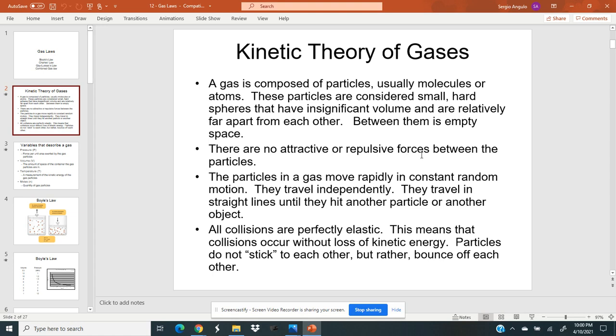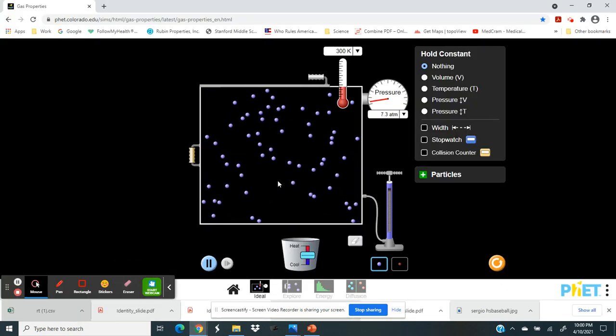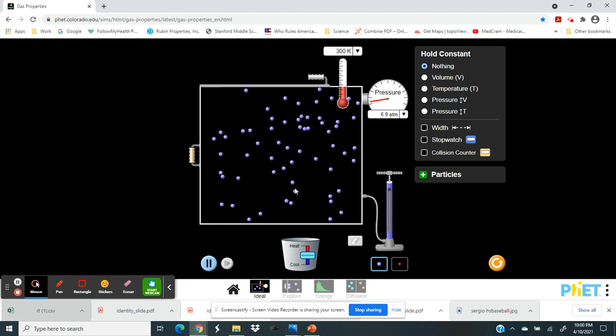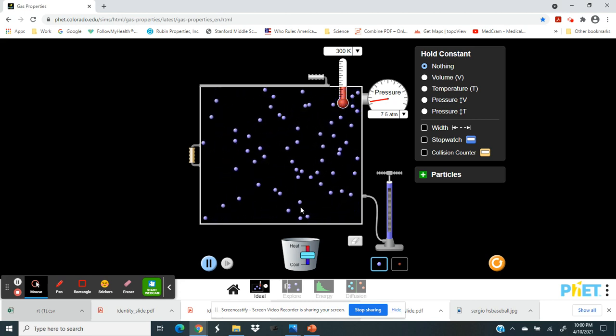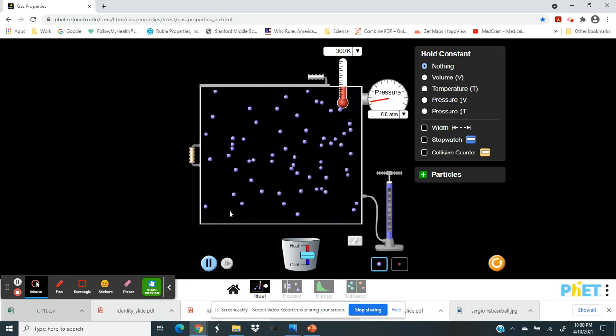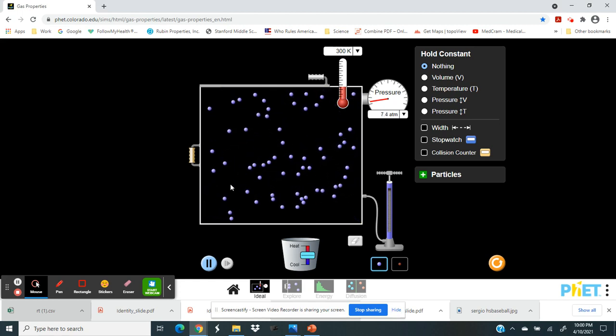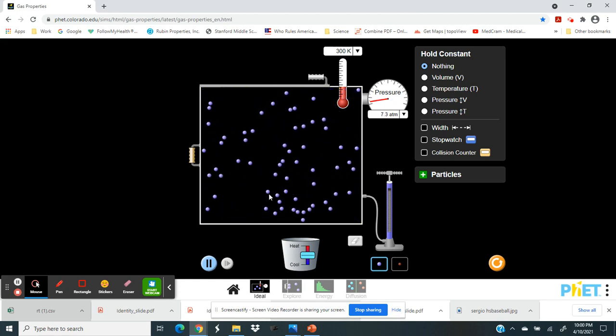There are no attractive or repulsive forces between the particles. In other words, they don't stick or repel each other. The particles in a gas move rapidly in constant random motion. They travel independently and they travel in straight lines until they hit another particle or another object. And once again, we see that here. They're all going in a straight line until they hit something. So we're following this one. It gets hit, hits the wall, hits another particle. They're going in straight lines until they hit the wall or until they hit something else.